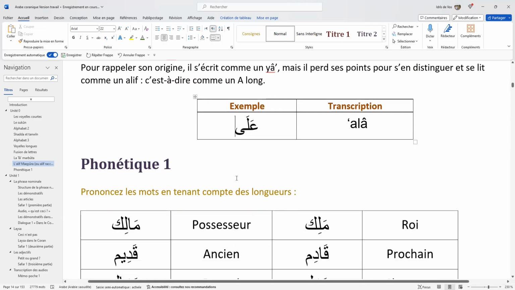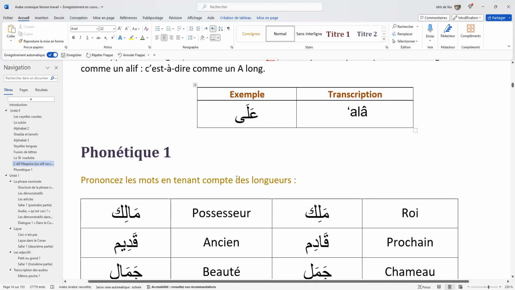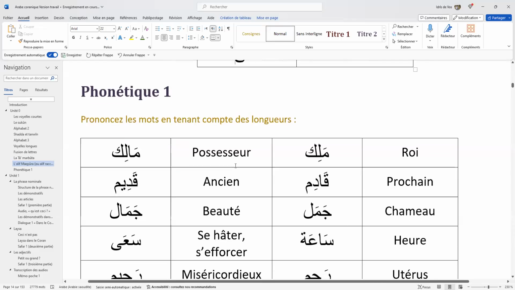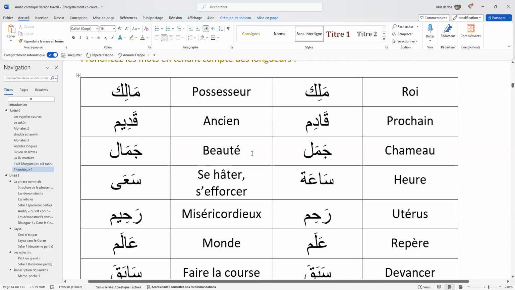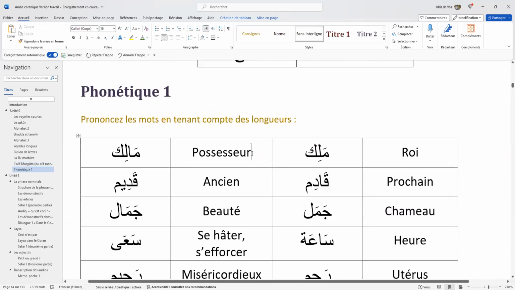Right, we've finished with the spelling signs and with the alphabet. But before finishing, I wanted to stop on the phonetics to point out to you the importance of the long vowels, because you see, long vowels are not gadgets in Arabic. They really have a full and complete function in grammar and in the morphology of words.